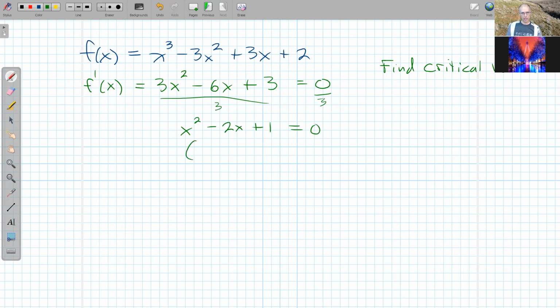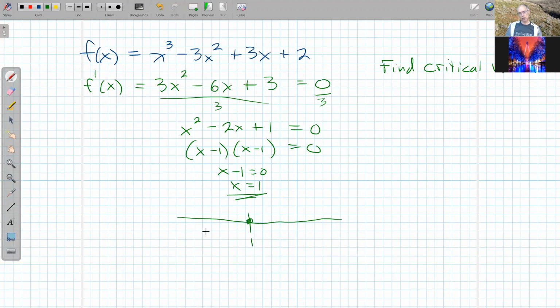And that looks like it factors as x minus 1 times x minus 1. So I have a repeating factor here. So x minus 1 equals 0 means x equals 1. So x equals 1 is a critical number. So then I'm wondering, if we focus on that x equals 1 here, what's happening with the slopes on either side? Right, so what is f prime of 0? What is f prime of 2?